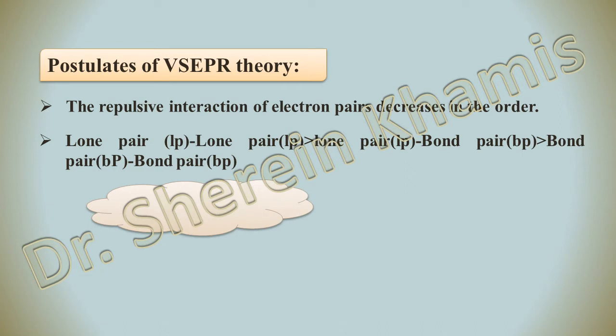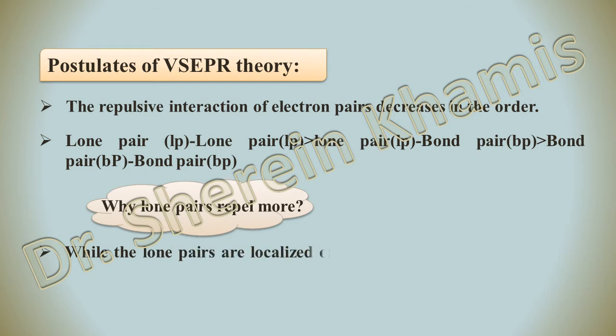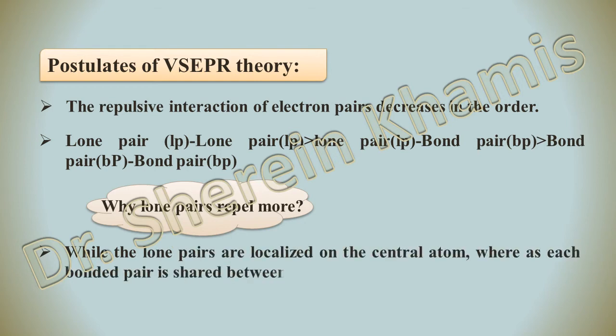Okay, so here we have why lone pairs repel more. Lone pairs are localized on the central atom, so the repulsion force will increase. This is the main reason. The lone pair, the unpaired or unbonded electrons, will be localized on the central atom, whereas each bonded pair is shared between two atoms.